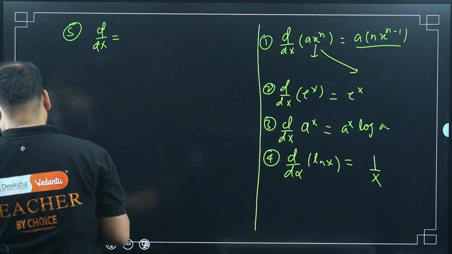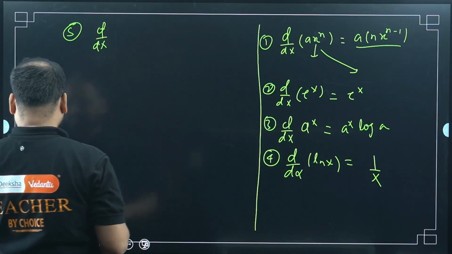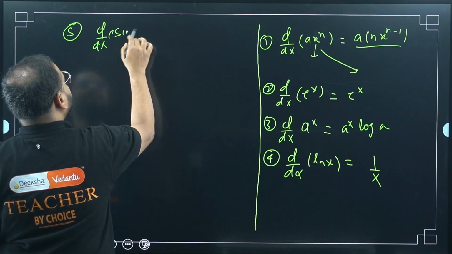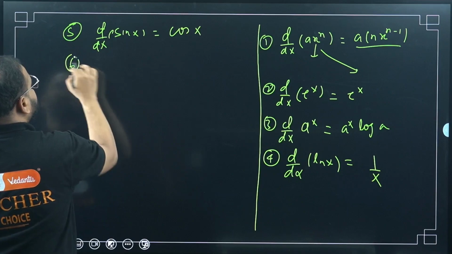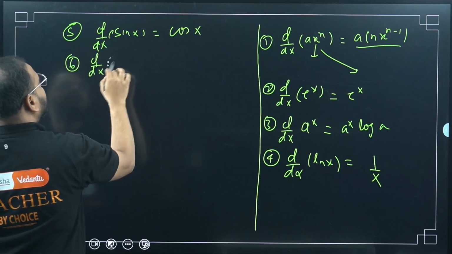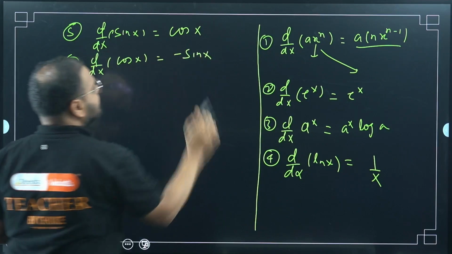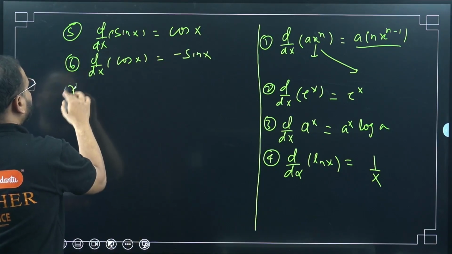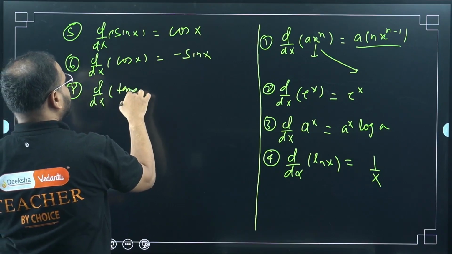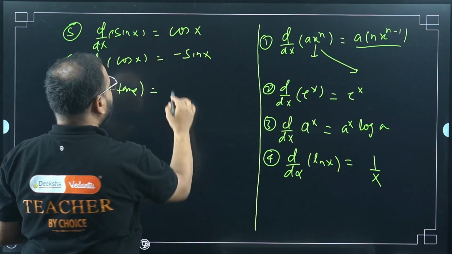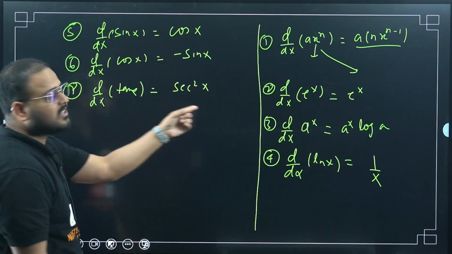So d by dx of, let's do the simplest one first, sine of x, is given by cos of x. What about the next one, sixth one? D by dx of cos of x is given by minus sine of x. What happens to the next one? D by dx of tan x is simply secant square x. Tan x differentiation is secant square x.